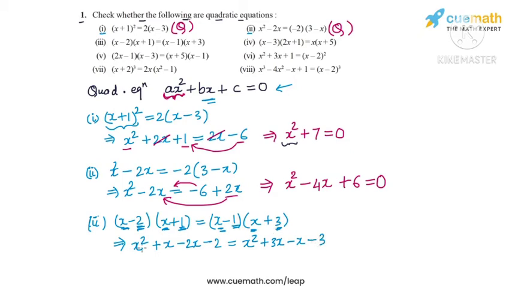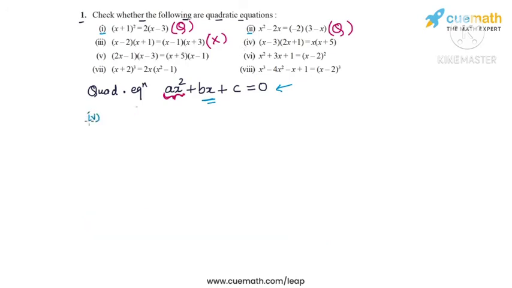So now we see that the x square terms on both sides cancel out, and we get x minus 2x, or minus x minus 2, is equal to 3x minus x, or 2x minus 3. So we don't need to go any further. We can clearly see that there is no quadratic term in this equation. So this equation is not a quadratic equation. So I'm just going to put a cross here, meaning that this equation is not a quadratic equation. Now let's do part 4.